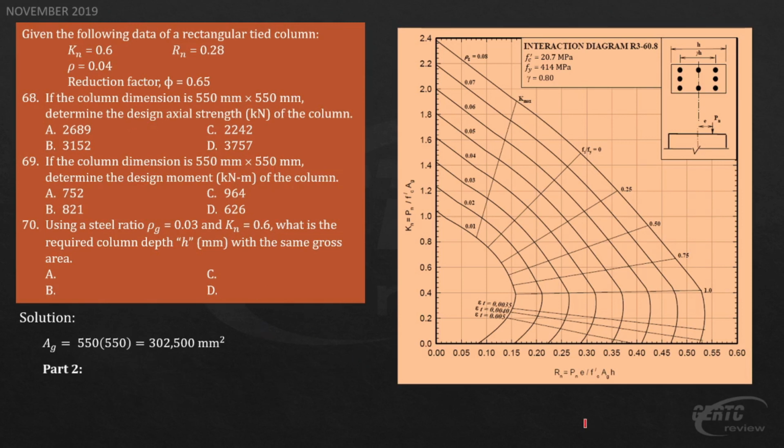So, here we are given the value of Rn also. And take note, Mn is the product of Pn times e. So, with known Rn, makukuha natin yung product Pn e na Rn times the quantity Fc prime Ag times h. So lahat na yan ay known. By the way, yung h natin is 550. Square naman yung column natin, 550 yung h, 550 din ito.